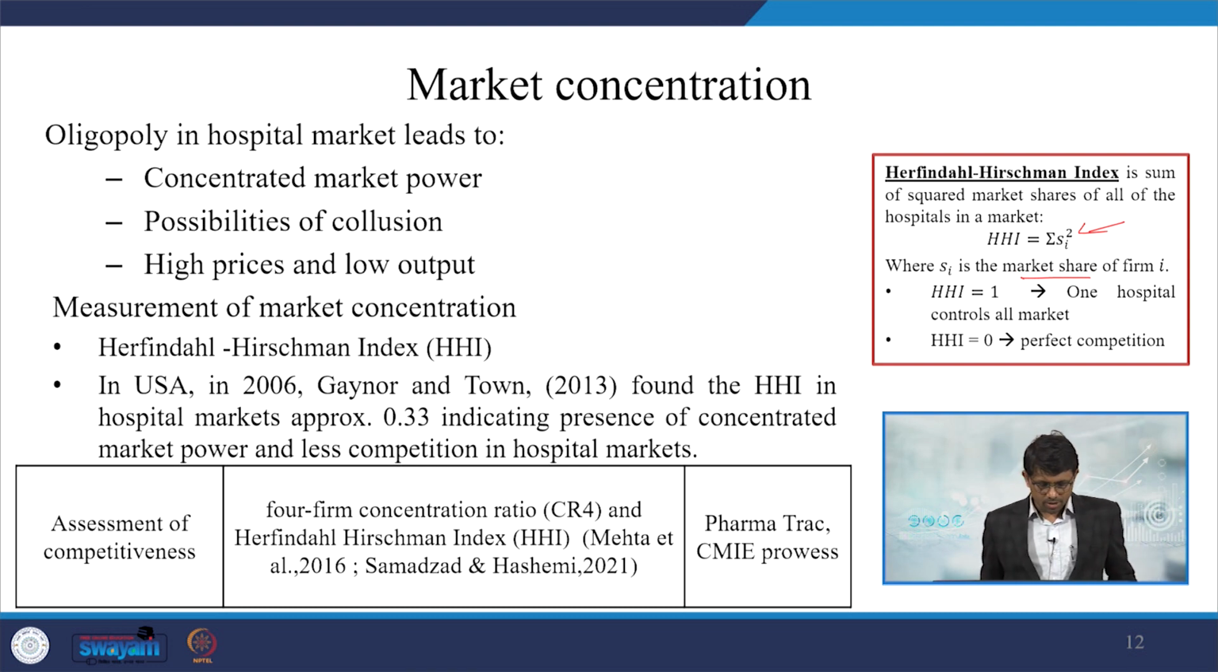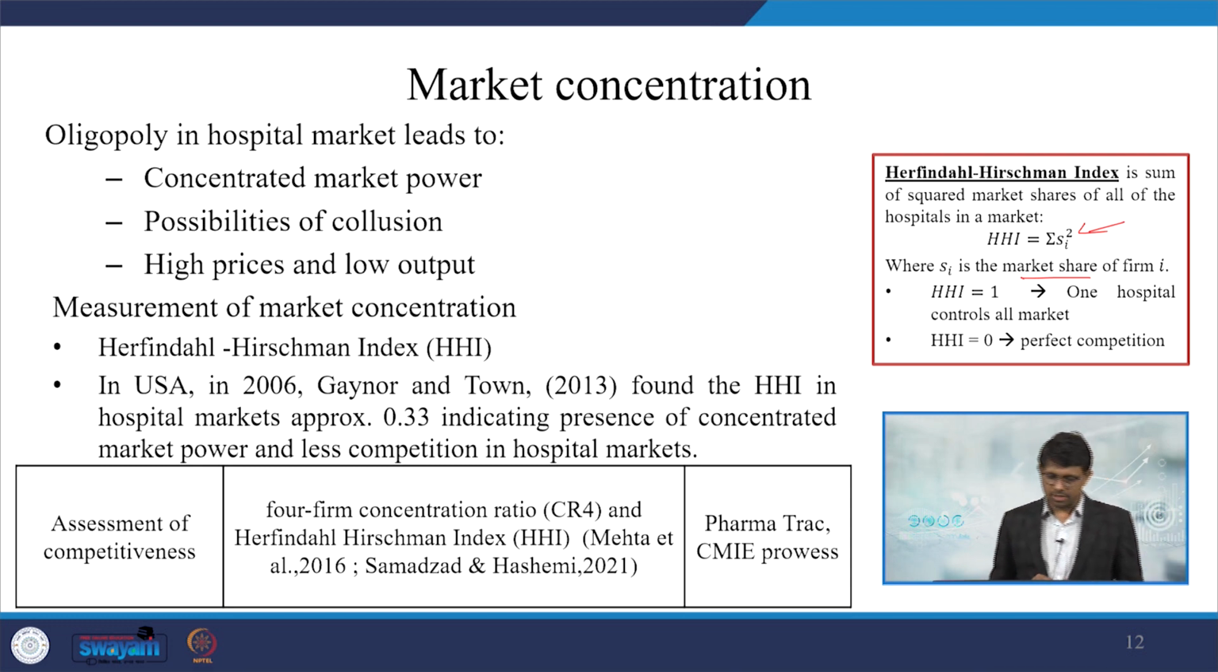One such example is mentioned by Gaynor and Town in 2013 for the US market in 2006. They found the HHI in hospital markets to be approximately 0.33. This indicates the presence of some concentrated market power and less competition in hospital markets. Okay, so still it is very low. The competition is there, and yes, there is some market concentration, but still it is very limited.